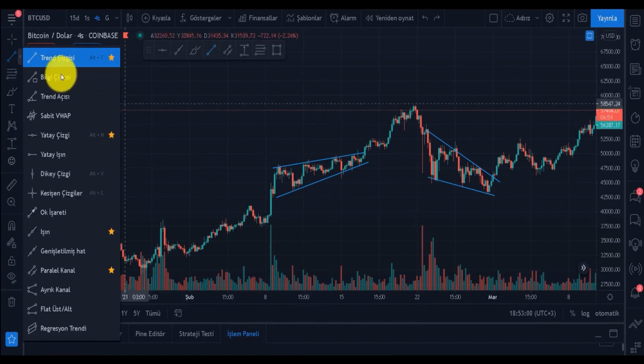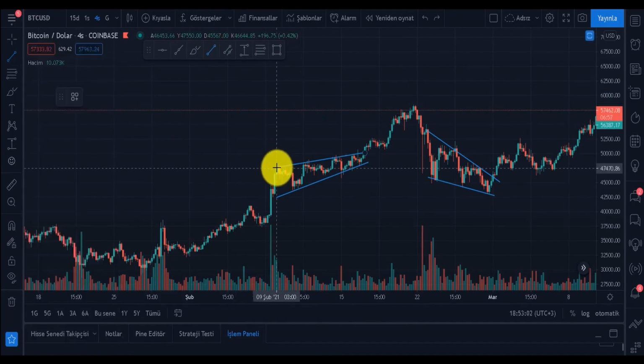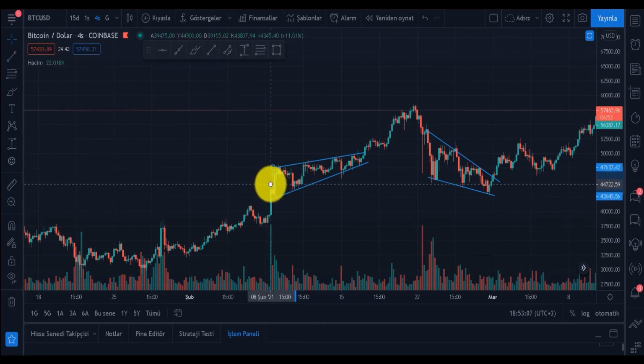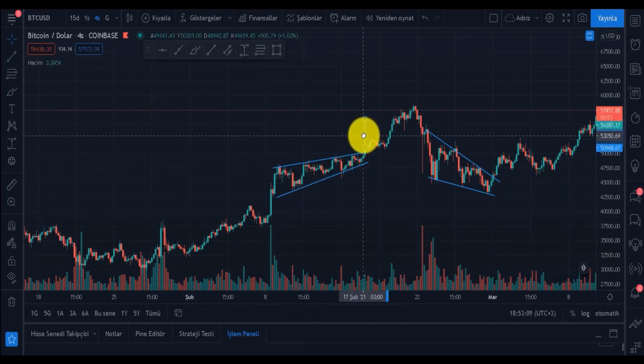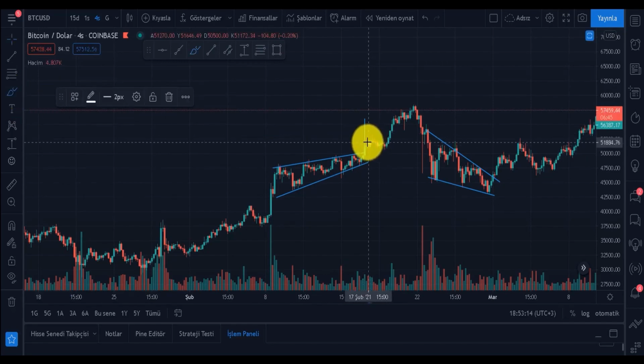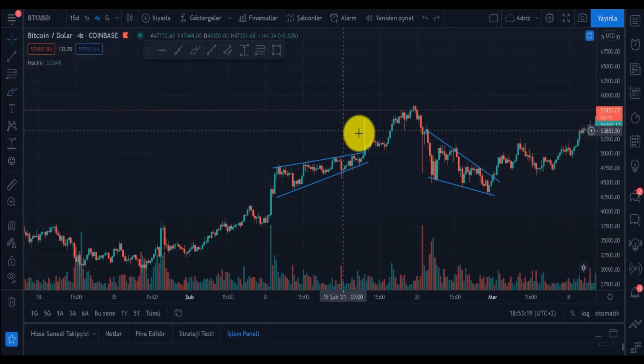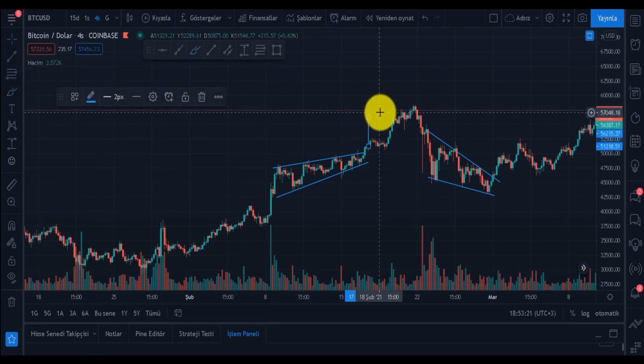Now, friends, the targets of the wedges here are equal to the depth of this wedge. So again, the depth of the wedge here is, as you can see, this level. The target is where this wedge breaks out, friends. For example, since it closed 2 candles above, the target became the upside, and as you can see, the target was achieved here. The 50, 60, 700s have arrived.